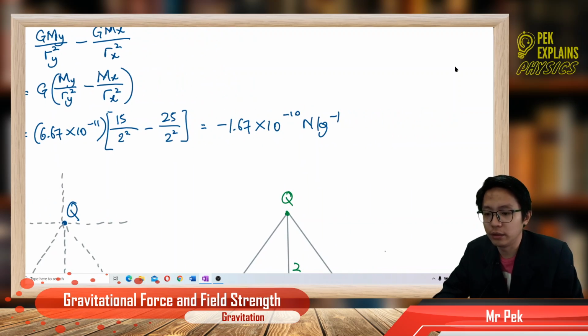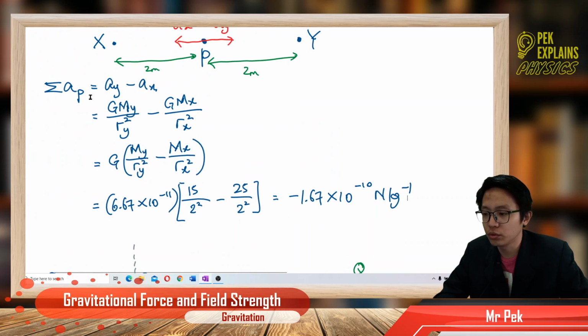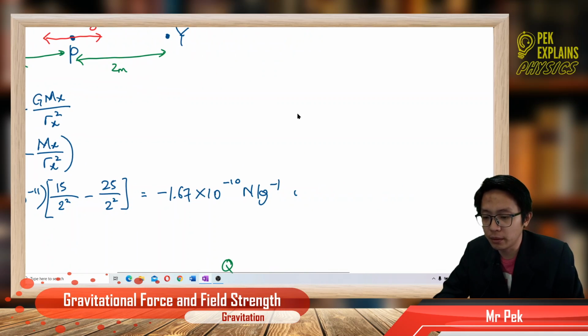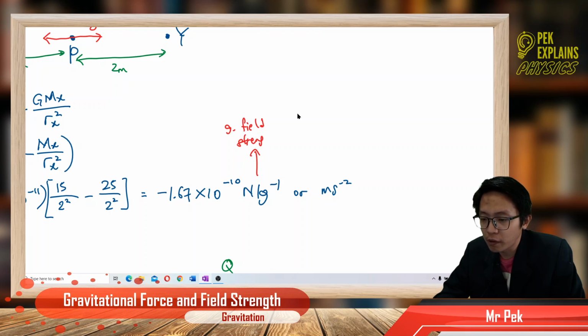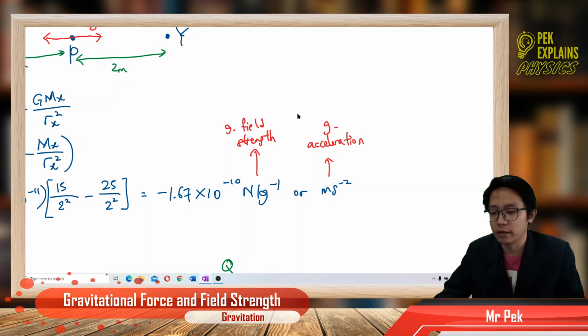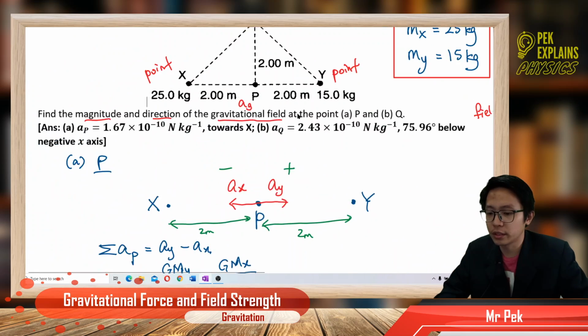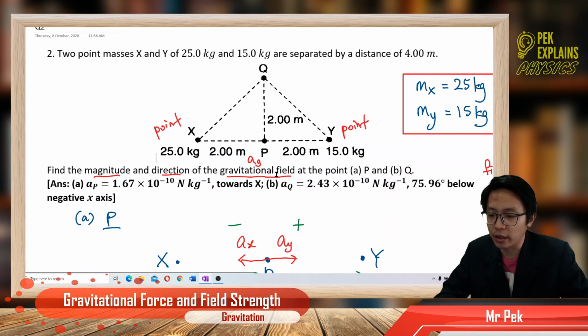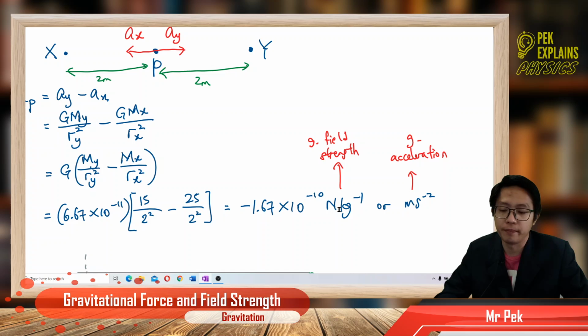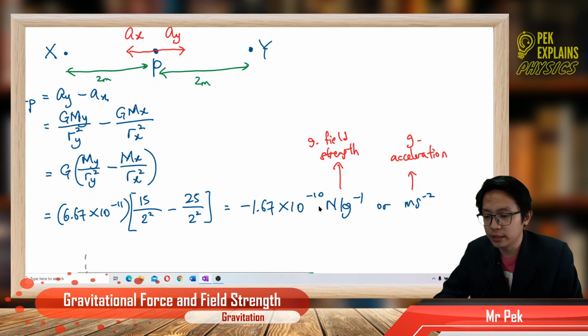Gravitational field strength actually has two units. You can either put Newton per kilogram or meter per second square. Normally, Newton per kilogram refers to gravitational field strength, while meter per second square refers to acceleration, gravitational acceleration. This question asks about gravitational field strength, so better you put Newton per kilogram. So this is the answer.